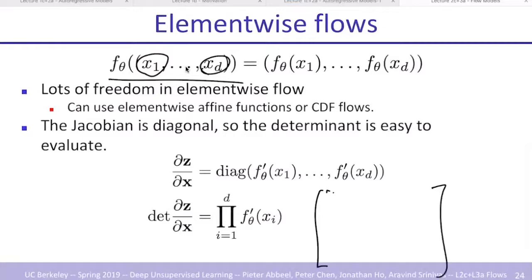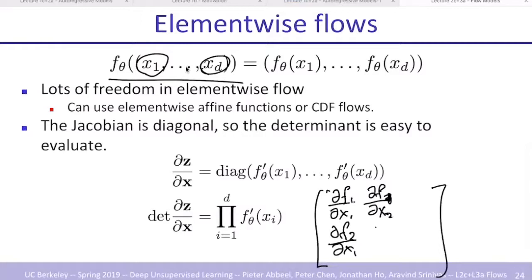So the Jacobian matrix is f1 of x1, f1 of x2, f2 of x1, and so on and so forth, right? Did I get it wrong? Yes, I got it wrong. Okay.